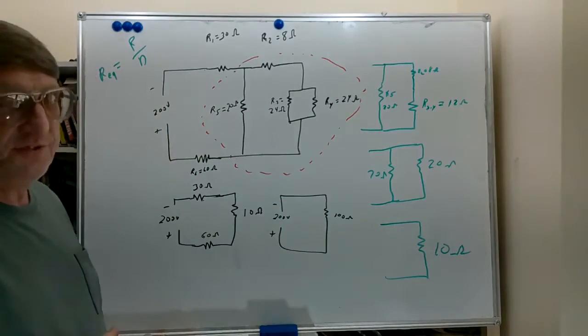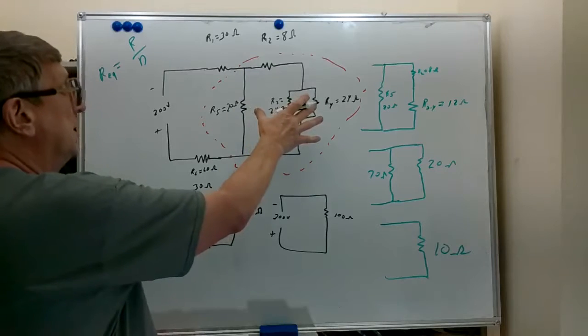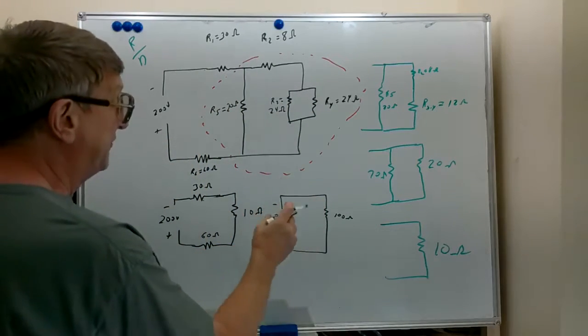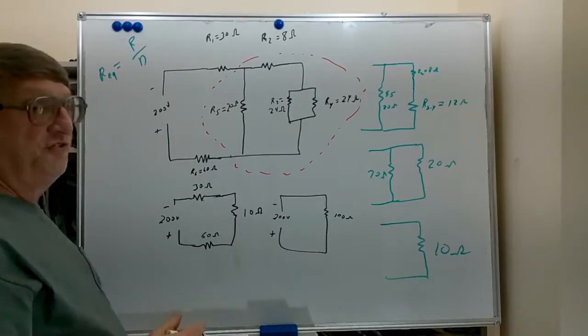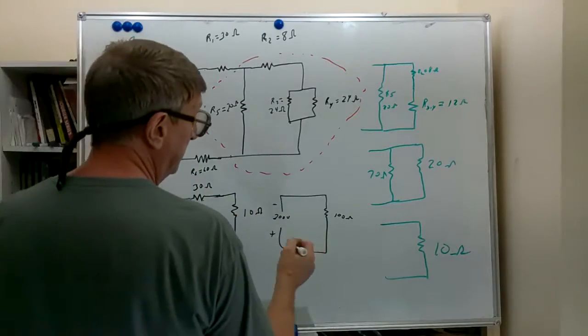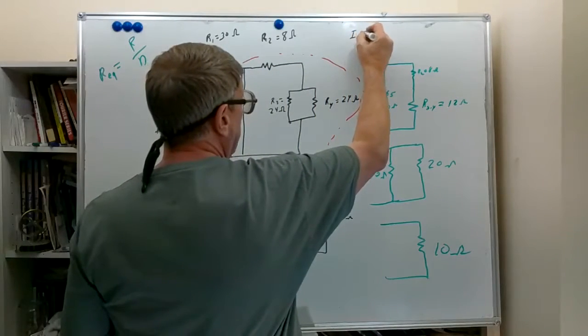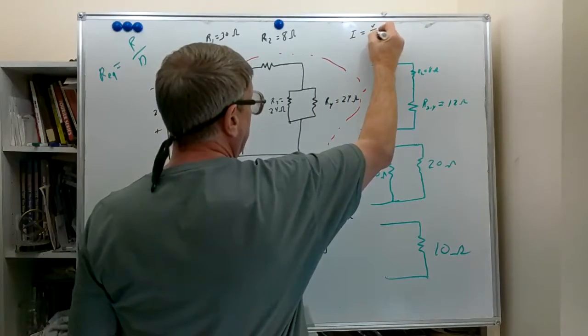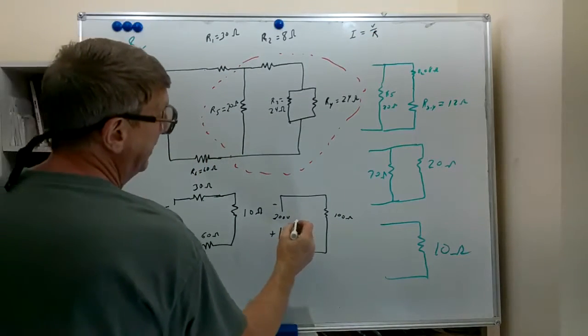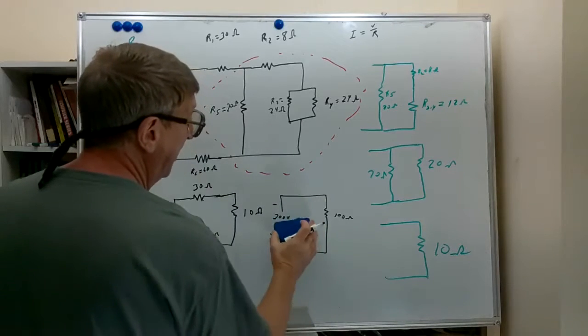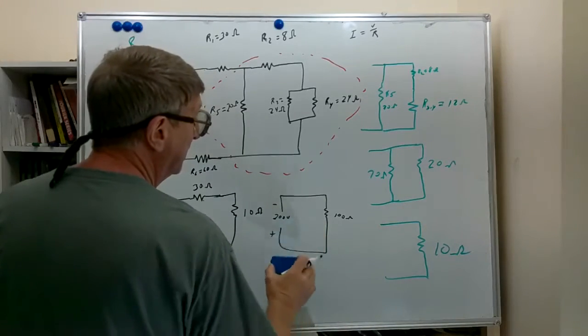Now the object of doing that, reducing this network to a single resistor, is that it makes it very easy for us to find the total current, which we have seen many times. Our current equals voltage divided by resistance. What do we have here? We have 200 volts. And I'm going to put it on the side here.